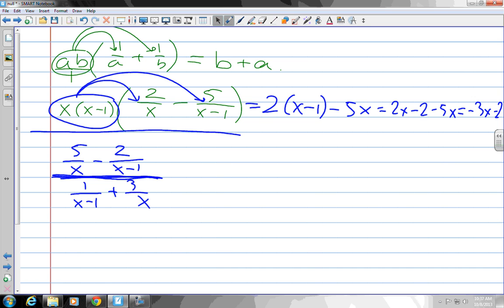So what we're going to do, we'll first look at each individual little fraction and find the LCD for everything. So what is the LCD for everything here? x and x minus 1, right? You need both of these factors. Now, since we're multiplying a fraction, I have to multiply by 1 or multiply and divide by the LCD.